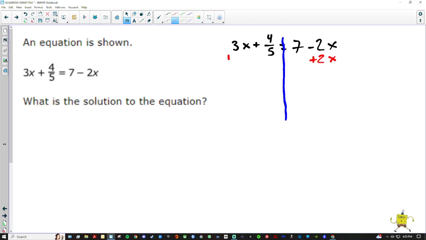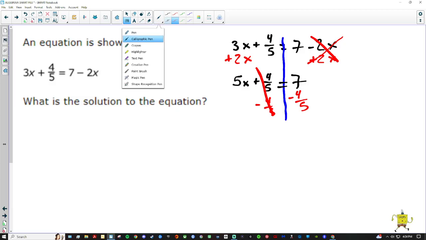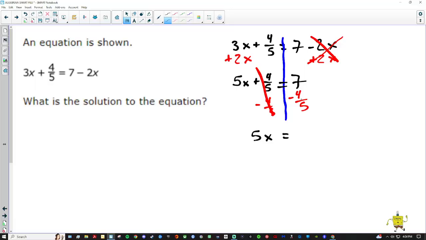Add 2x. Add 2x. This is gone. Bring it down. 3x plus 2x, 5x plus 4/5 equals 7. Okay, now I need all my regular numbers to go on to the right. So I'm going to subtract 4/5 on both sides. Now fractions can be scary, but luckily we have Desmos to help us. So 5x comes down, and I need to figure out what is 7 minus 4/5.